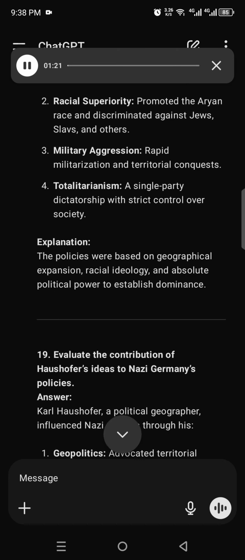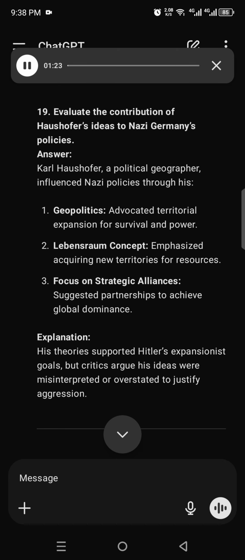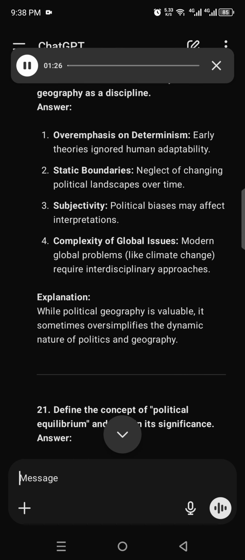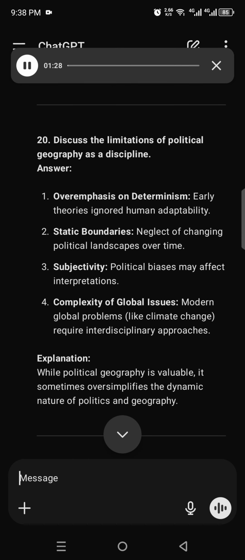20. Discuss the limitations of political geography as a discipline. 1. Overemphasis on determinism. Early theories ignored human adaptability. 2. Static boundaries. Neglect of changing political landscapes over time. 3. Subjectivity. Political biases may affect interpretations. 4. Complexity of global issues. Modern global problems like climate change require interdisciplinary approaches. Explanation. While political geography is valuable, it sometimes oversimplifies the dynamic nature of politics and geography.